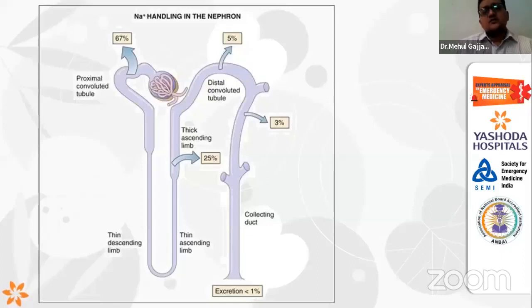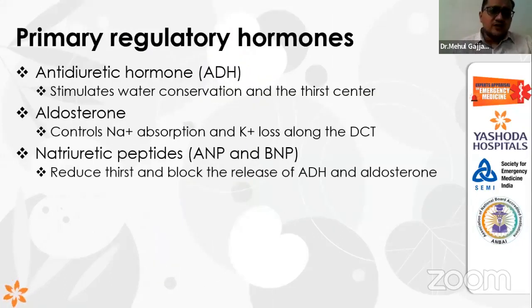Almost 67% of this sodium is absorbed in the proximal convoluted tubules, 25% is absorbed in the thick ascending loop of Henle, and almost 8% is absorbed in the distal convoluted tubules and collecting ducts. Only less than 1% of sodium is excreted. So ultimately there are three primary regulatory hormones: antidiuretic hormone, which stimulates water conservation and thirst centers; aldosterone, which controls sodium absorption and potassium loss; and natriuretic peptides like ANP and brain natriuretic peptide, which reduce thirst and block the release of ADH and aldosterone.